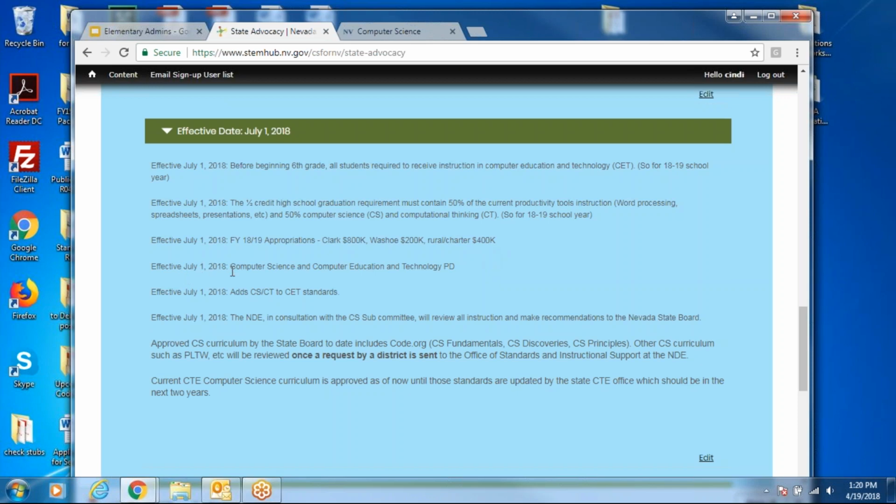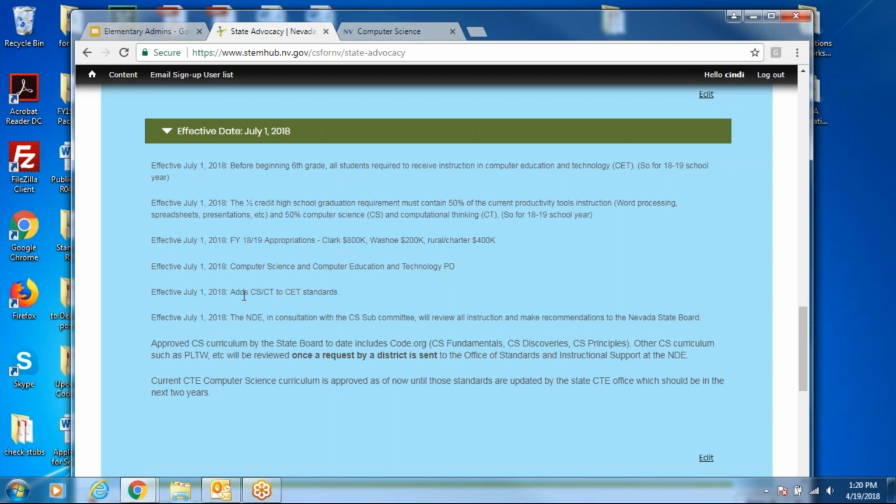Effective this July, computer science and computer education and technology professional development must occur. As I stated in our history, we already have professional development that's been going on for anywhere from 1 to 4 years, depending on which curriculum level you're talking about. But this PD will be an ongoing component of all of this for sure.